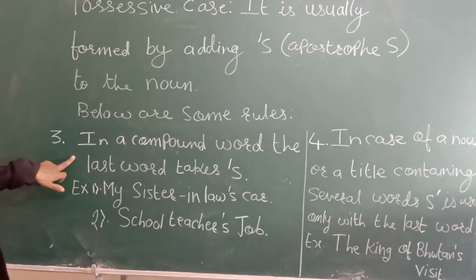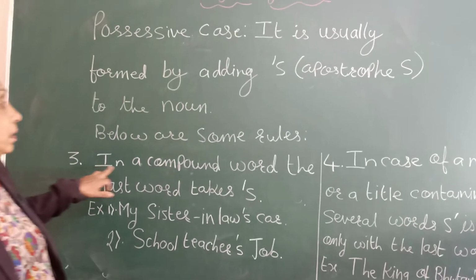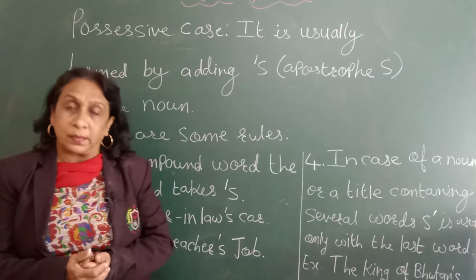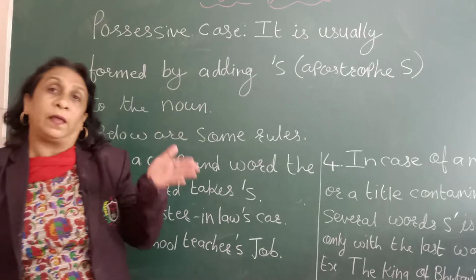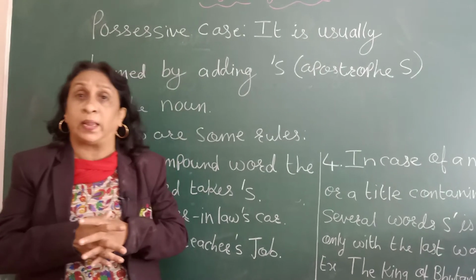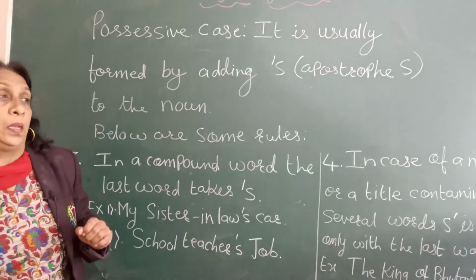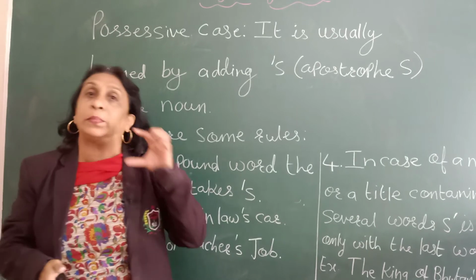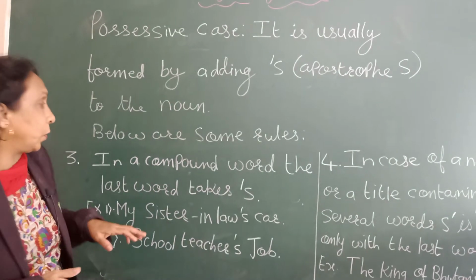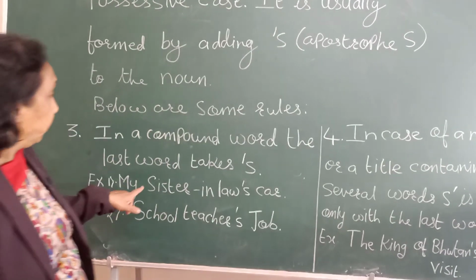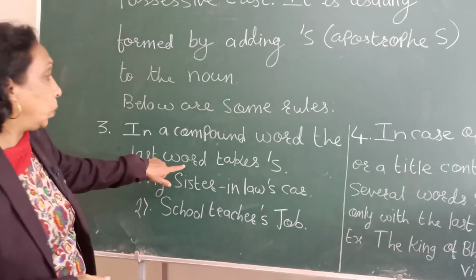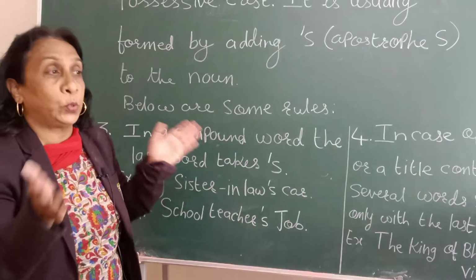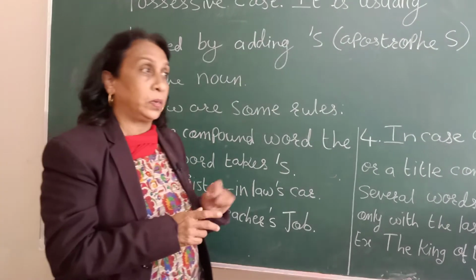Now let us look at the third rule. In a compound word. Now what is a compound word, children? Do you know? Yes, a compound word means two words that, when we join them together, become one big word. That is called a compound word. So in a compound word, the last word takes apostrophe s. The last word, since we are joining two words together.